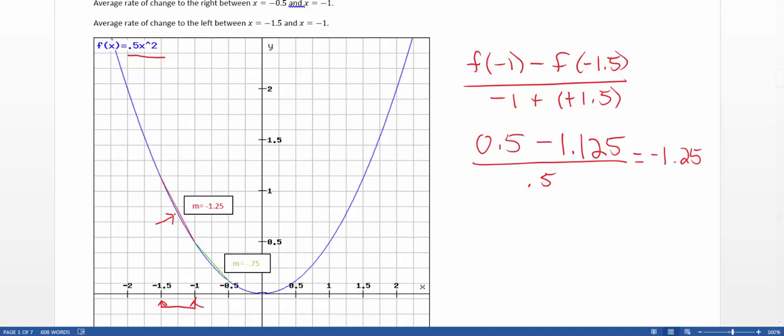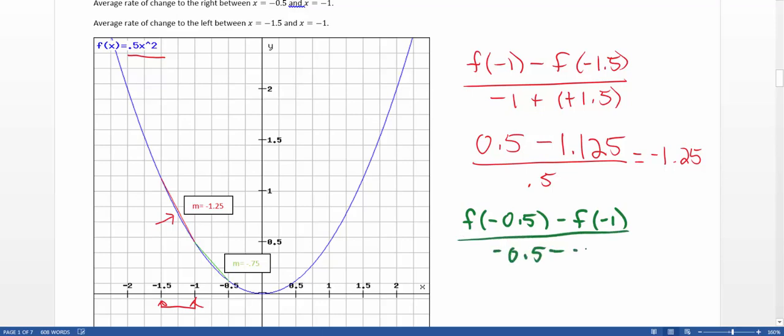The slope of that secant line is negative 1.25. Again, we also want to calculate the average rate of change to the right of that point. And when we do it to the right, we're also going to go 0.5 units. So now we're going to do f of negative 0.5 minus f of negative 1 divided by negative 0.5 minus negative 1.